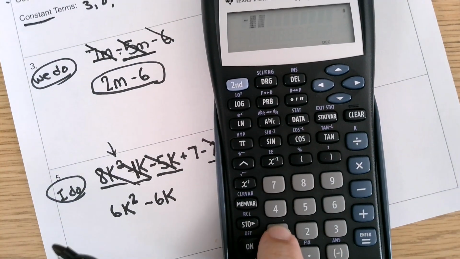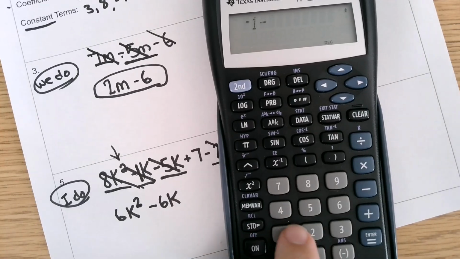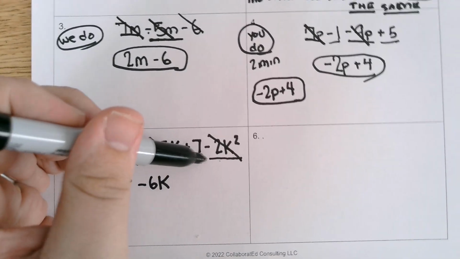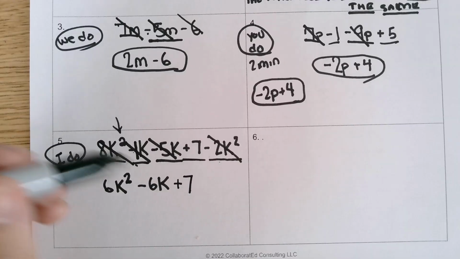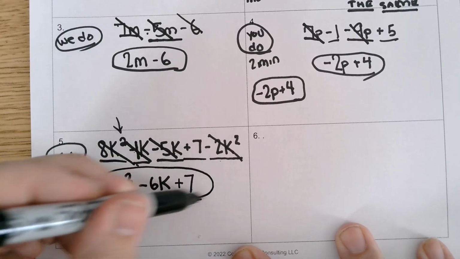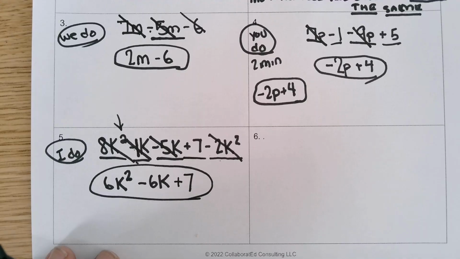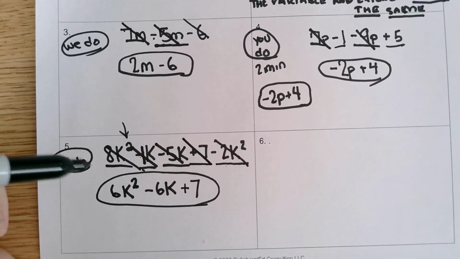Negative 1. Any other negative number after that, minus. Okay? So that's done. The only term we have left, the plus 7, has nothing to pair with, so it just comes down. All right. We've used all of our terms. We're done.